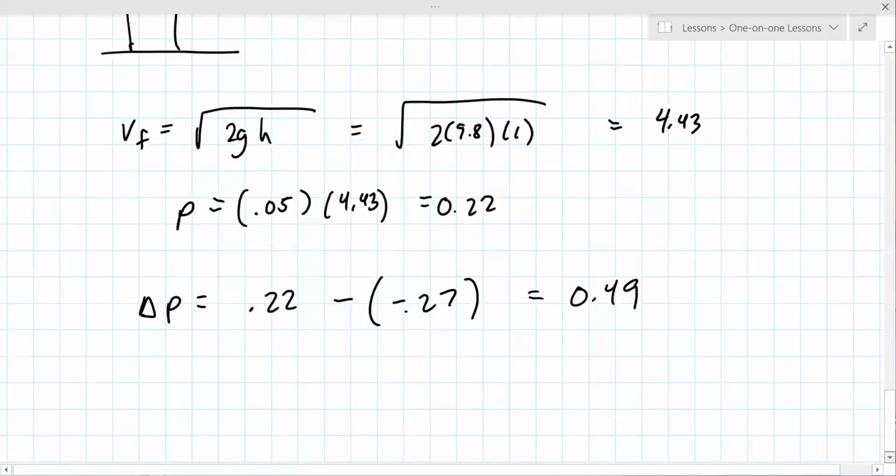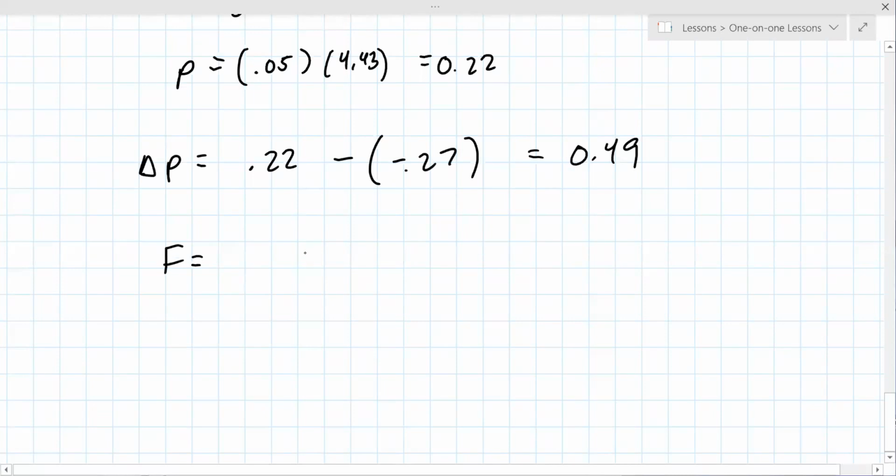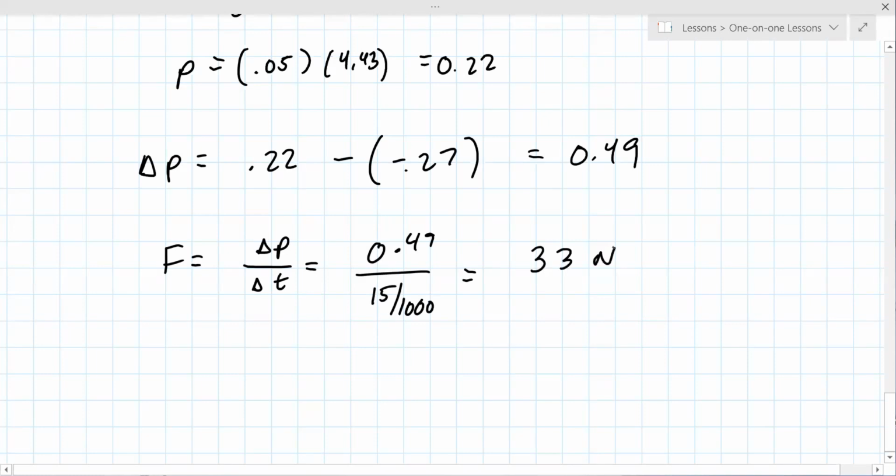Okay. Part D is the force. The force, that's why they give you the time. The force is the impulse, the delta P over the time, which is 0.49 over the time, 15 over 1,000 because it's in milliseconds. So try 33 newtons. 33 newtons. Yes. All right. Correct.